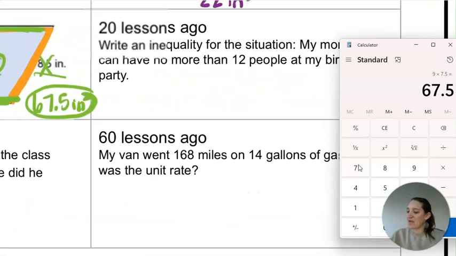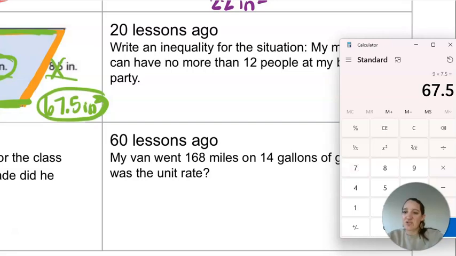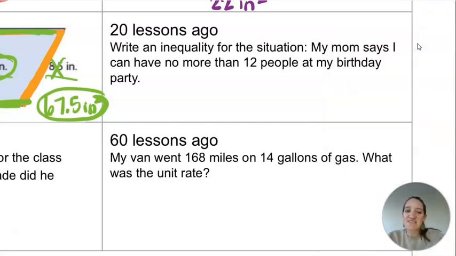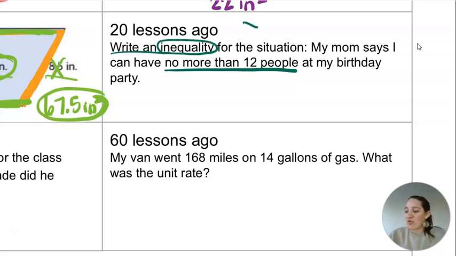Oh yeah. Writing inequality for this situation. My mom says I can have no more than 12 people at my birthday party. That's right, my mom still is in charge of my birthday parties. She says I can have no more than 12 people. No more than 12 people. It says write an inequality. Remember, inequalities are those greater than or less than or equal to signs.